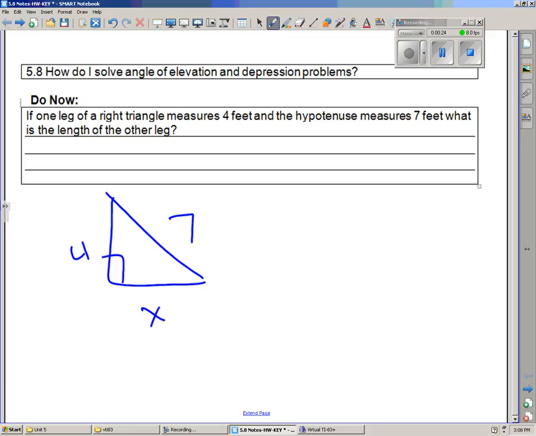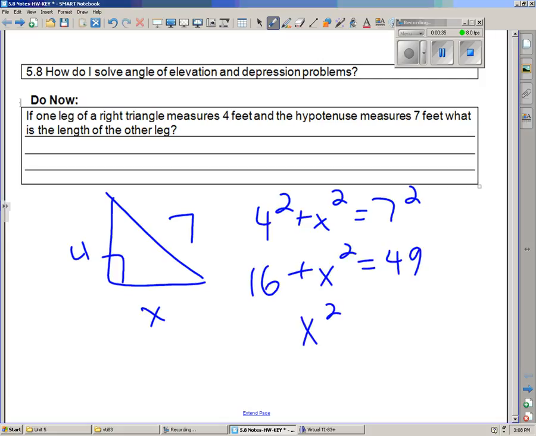We're going to call this guy x. And then you would do 4 squared plus x squared equals 7 squared. 16 plus x squared equals 49. Subtract 16 on both sides and get x squared equals 33. And then you have to square root both sides.